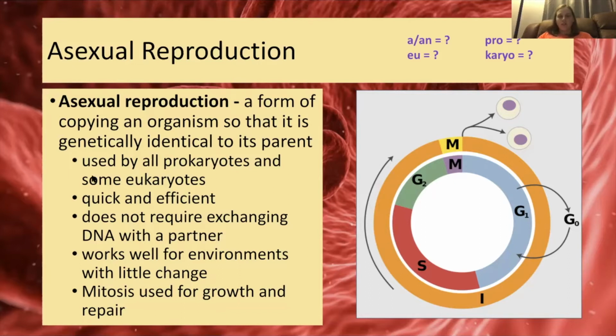Asexual reproduction is advantageous in a couple of ways. It's very quick, and that makes it efficient. It's quick because there's no need to find a partner to exchange DNA with. And just to give you an idea of how quick it can be, if one E. coli cell gets into your body in your stomach, for example, where there are ideal conditions for its survival, an E. coli cell can reproduce every 20 minutes. So one E. coli cell can make 1 million E. coli cells in less than 6.5 hours.